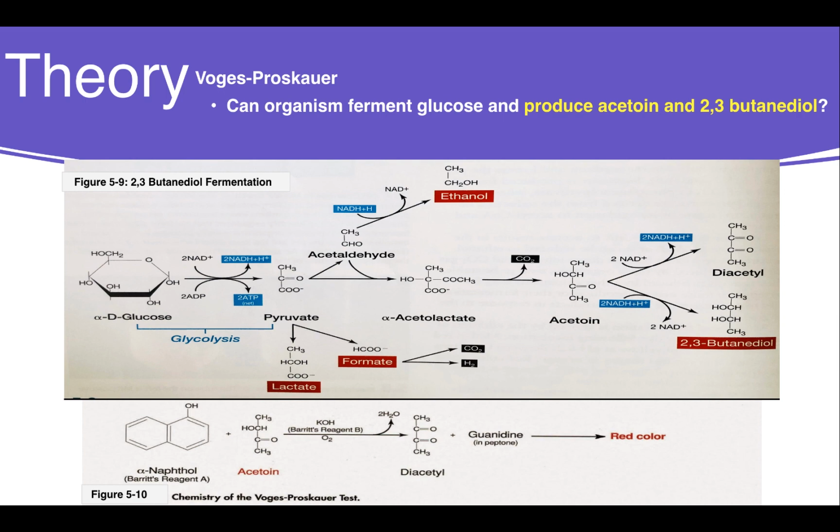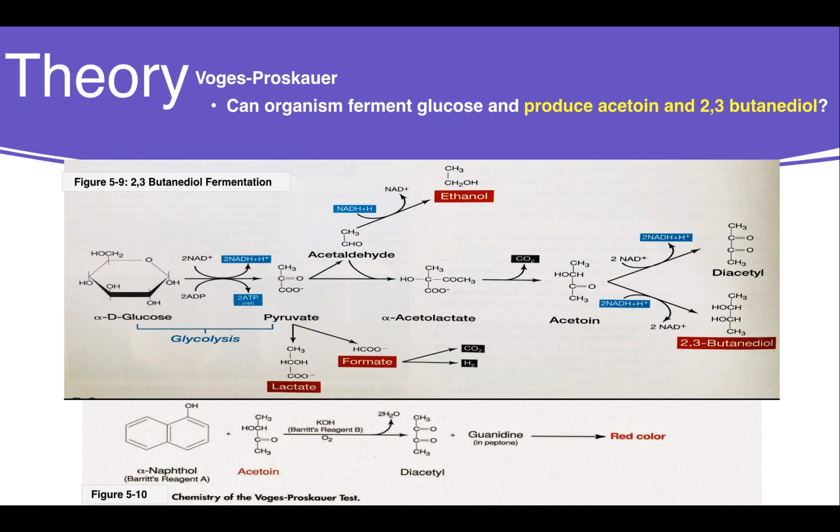VP positive organisms can perform fermentation and get different end products such as ethanol, lactate, formate, and 2,3-butanediol. The pH drops due to accumulation of acid end products, and this is a signal to switch to 2,3-butanediol fermentation. The dropping of the pH signals the organism to switch to 2,3-butanediol fermentation, and then that raises the intracellular pH.